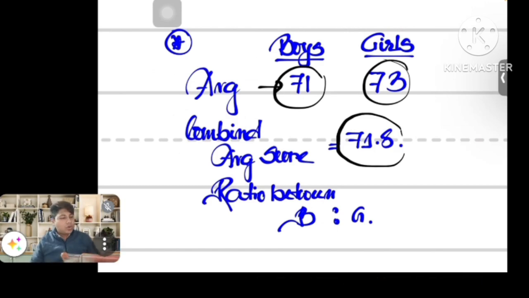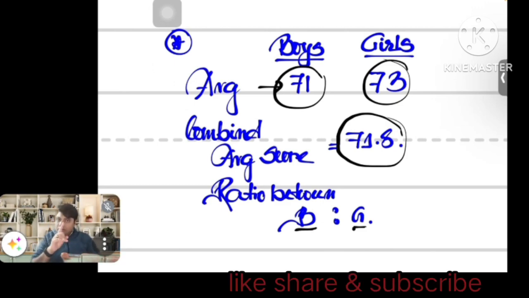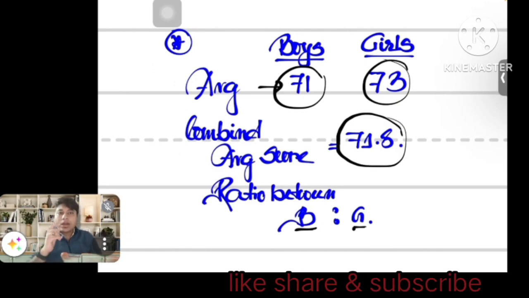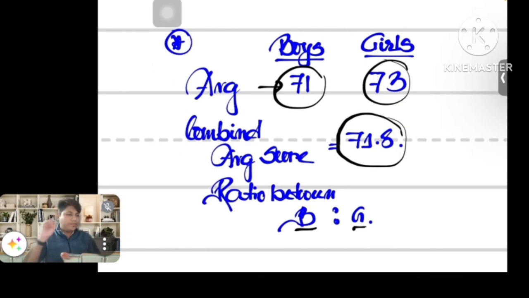The question asks, what is the ratio between the number of boys and girls? It's a very common question. It has been asked in several exams. You need to understand the topic. You need to understand the process. Once the process is understood, this is the simplest way we can do it.